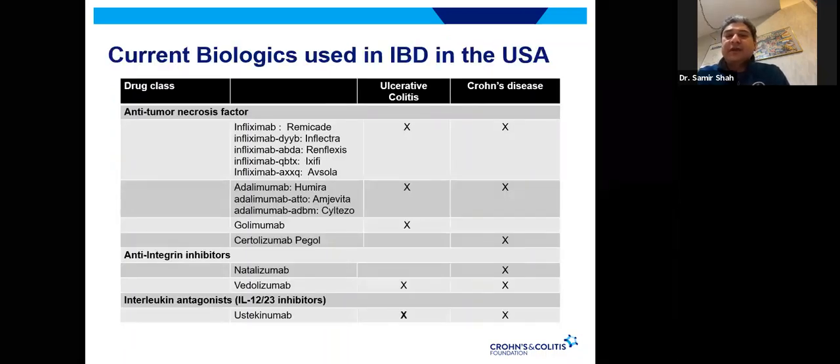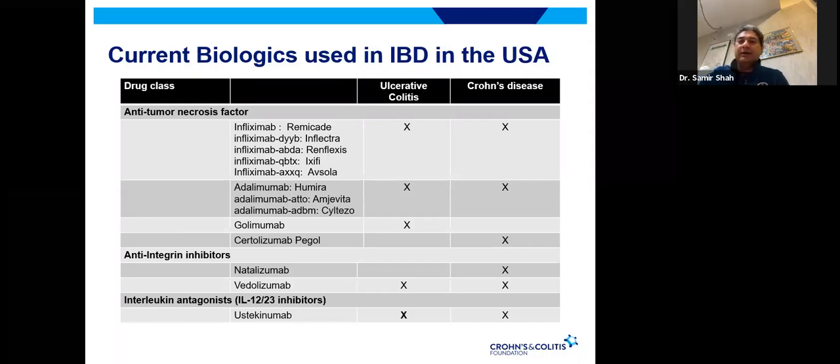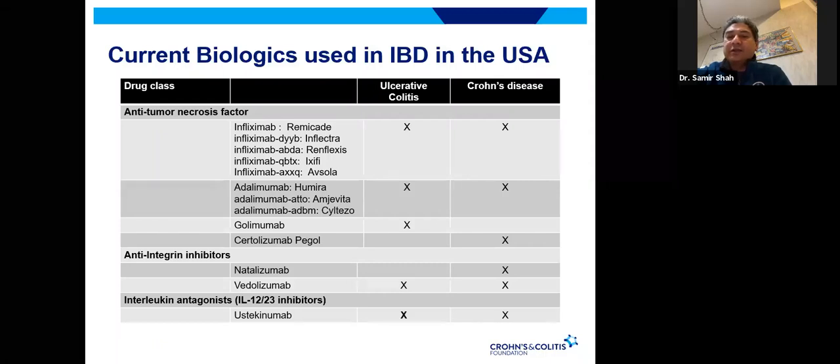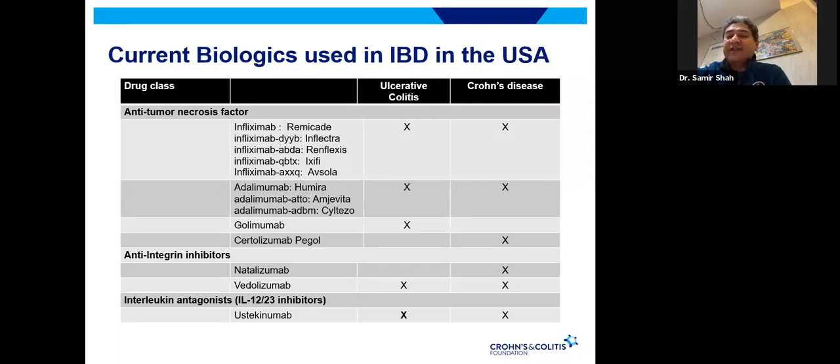This is just a brief summary of the current biologics that we have in the USA, along with their trade name and their biosimilar. We have infliximab, which was originally called Remicade, and then the biosimilars, such as Inflectra and the others. Adalimumab, the biosimilars to those aren't currently available in the U.S. Golimumab is approved only for ulcerative colitis, and certolizumab pegol for Crohn's. In terms of anti-integrin, natalizumab is not used much because of side effects, and I won't get into that right now, but happy to answer your questions. Vedolizumab is used for both Crohn's disease and ulcerative colitis, and finally ustekinumab for both.